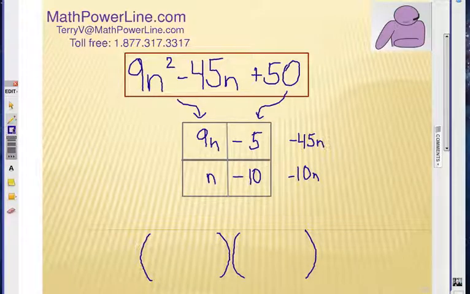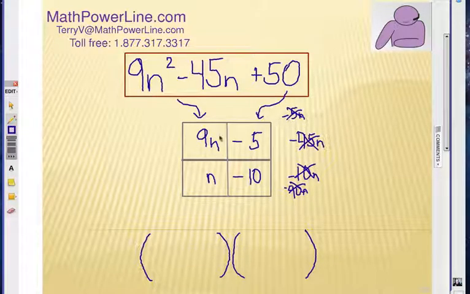So if I go diagonally here, let me go ahead and cross out these results. Instead of going straight across, let's multiply n times negative 5, which is negative 5n. And 9n times negative 10 is negative 90n. Obviously that's way too big. Okay, so that's not going to work.